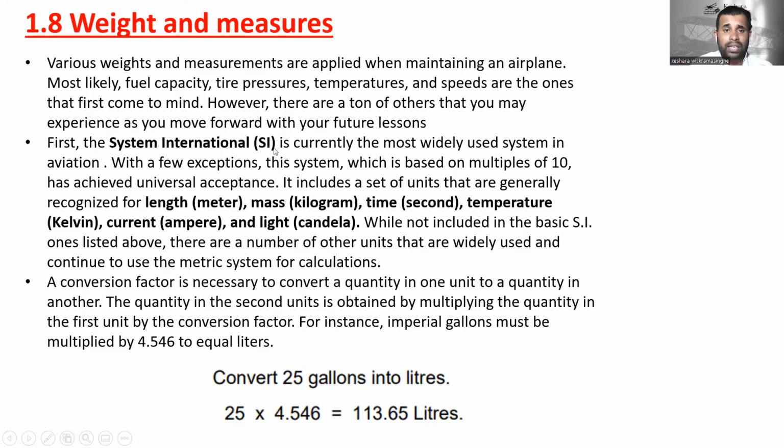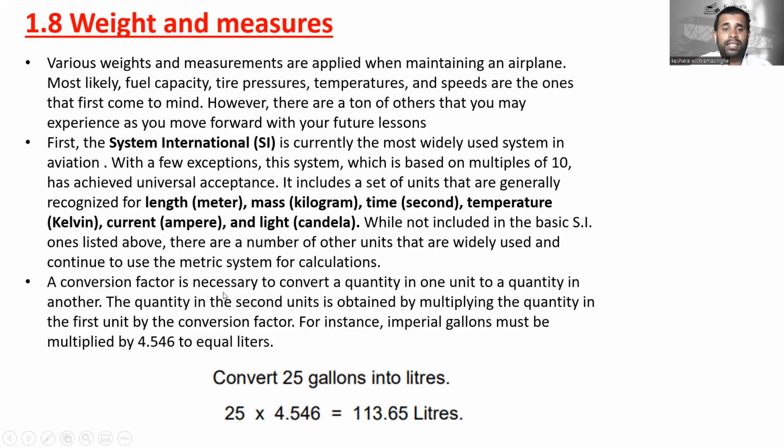First, the System International, SI, unit is currently the most widely used system in aviation. With a few exceptions, the system, which is based on multiples of 10, has achieved universal acceptance. It includes a set of units that are generally recognized: for length, meters; mass, kilograms; time, seconds; temperature, Kelvin; current, ampere; and light, candela. While not included in the basic SI units listed above, there are a number of other units that are widely used, and people continue to use the metric system for calculations, right?